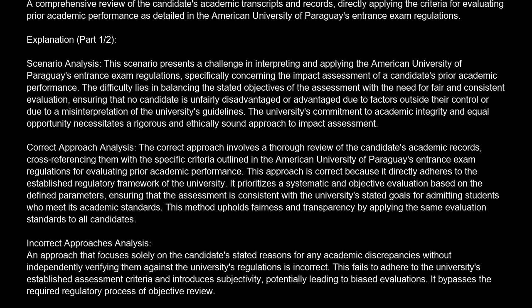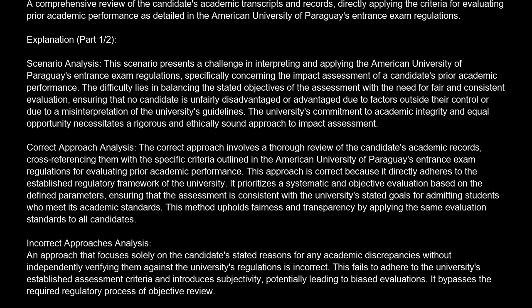The correct answer is B. A comprehensive review of the candidate's academic transcripts and records, directly applying the criteria for evaluating prior academic performance as detailed in the American University of Paraguay's entrance exam regulations.